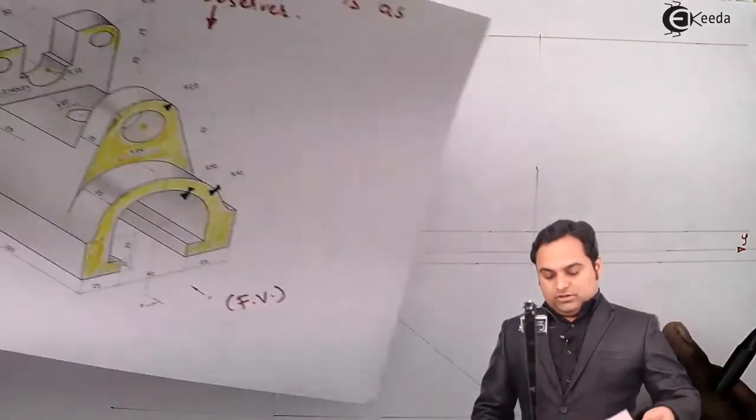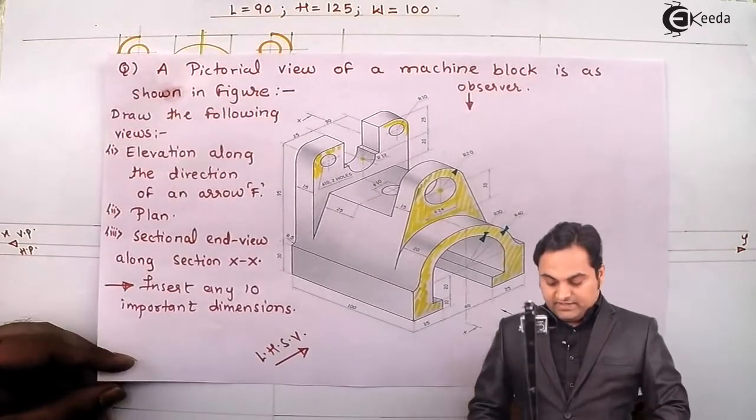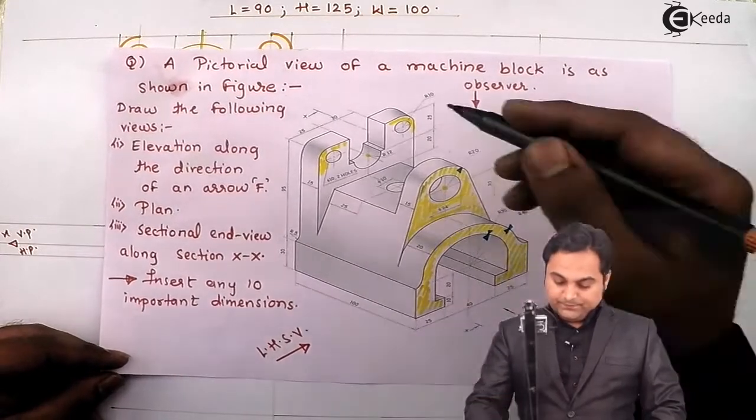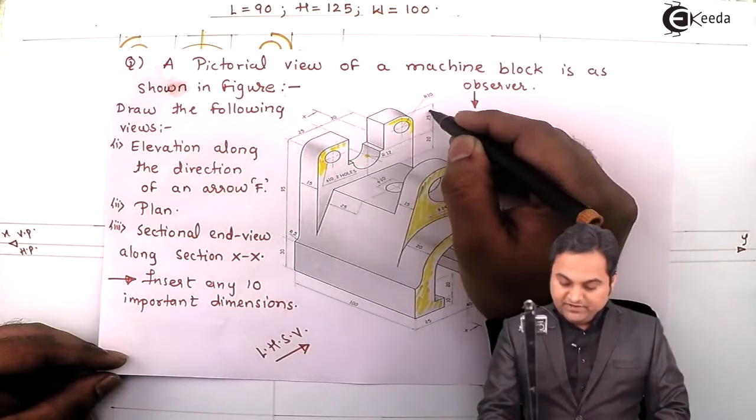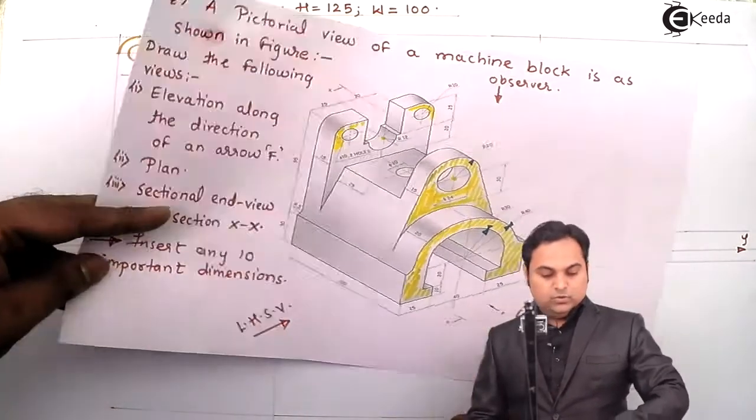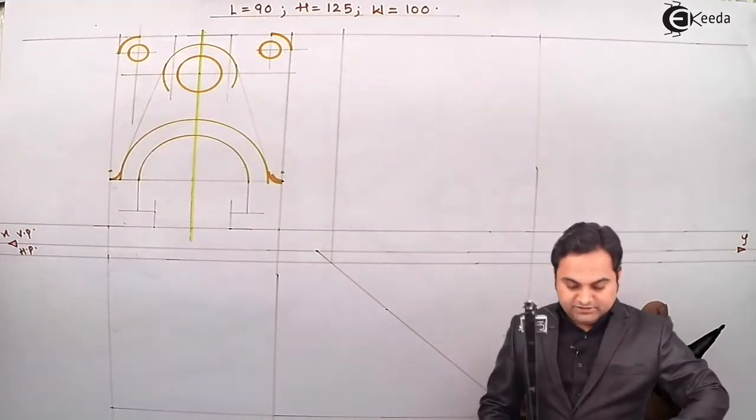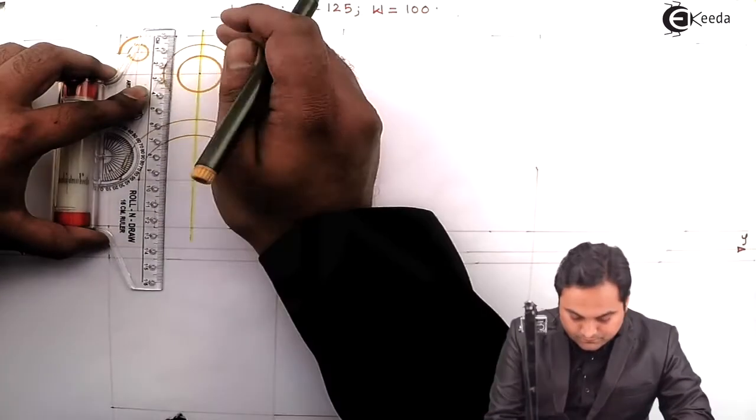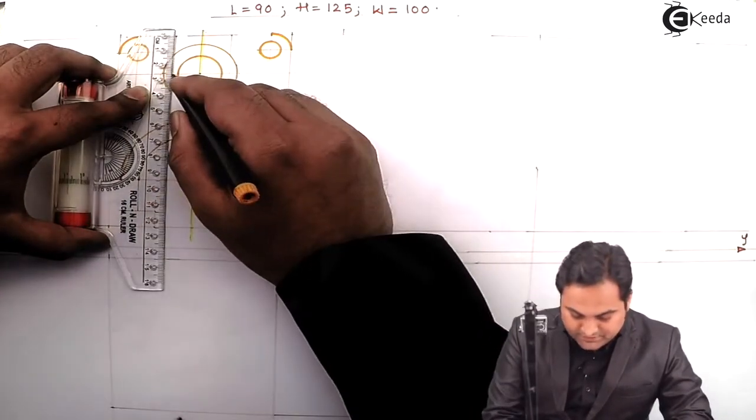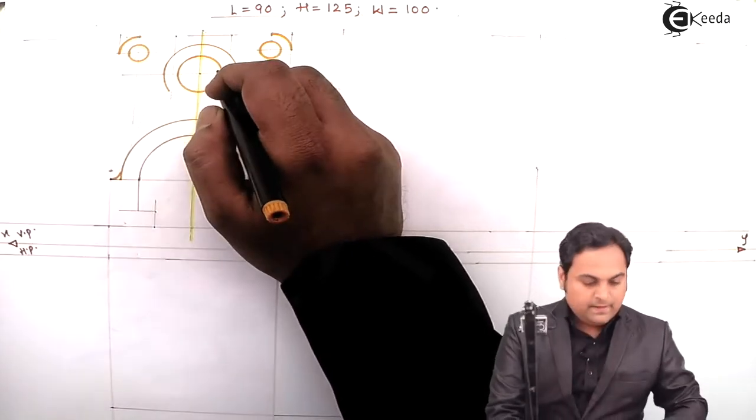Then looking along the X direction, or I can say the F direction here, which is given, this gap is of 25 mm. It is 25 mm below. So I'll take the distance as 25, and that distance is coming exactly at this center.